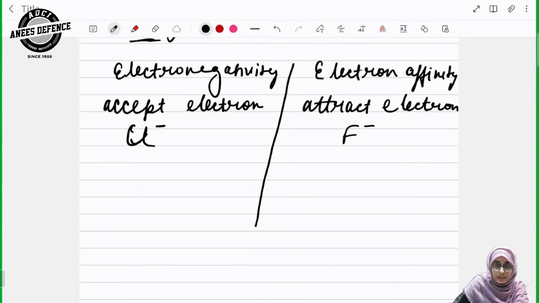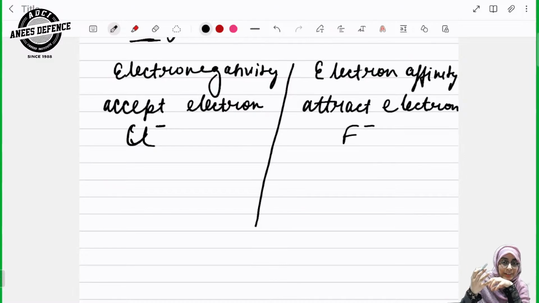See, the size of the fluorine is very small. So it can attract the electron, but it cannot accept it. Understand? Yes. Because there may be a repulsion, because the size is very small, between the nucleus and the electron.